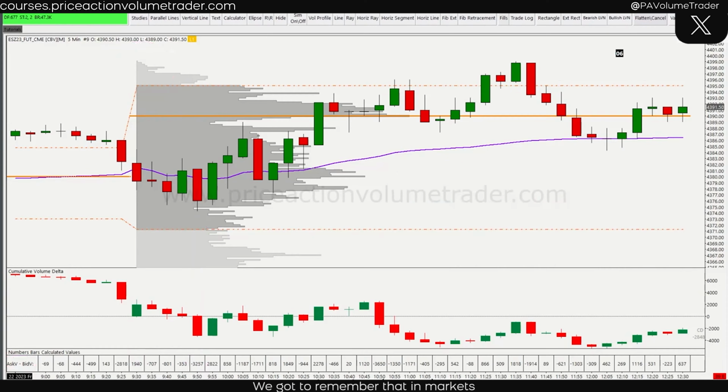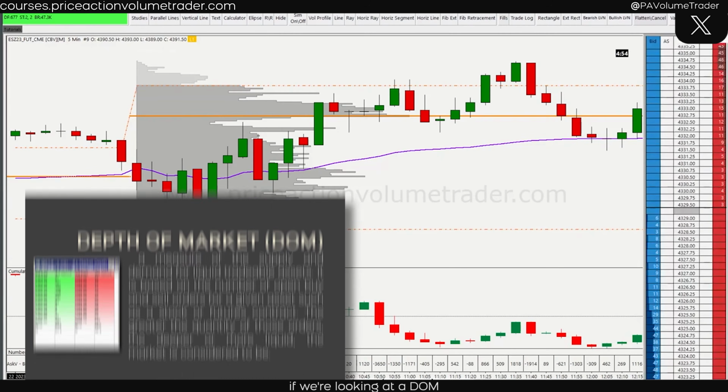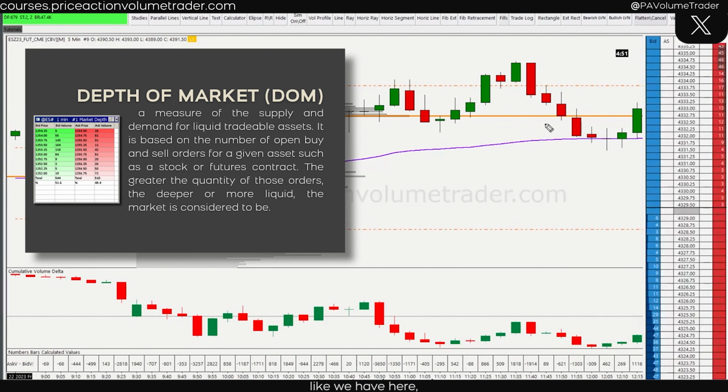We have to remember that in markets, there are two types of participants. There are passive participants and aggressive participants. Passive participants are the ones that, if we're looking at a DOM like we have here, all this resting market is closed now. We have very low numbers because we have not yet opened for Sunday night. But we have here a DOM.